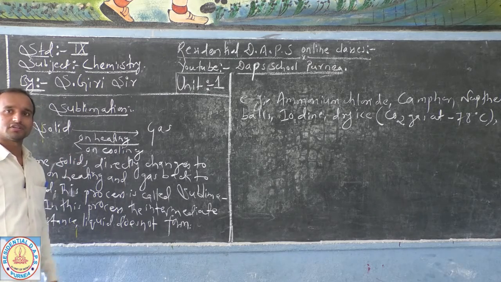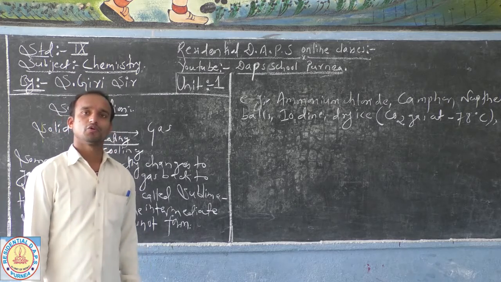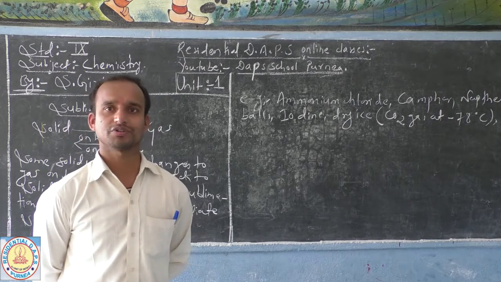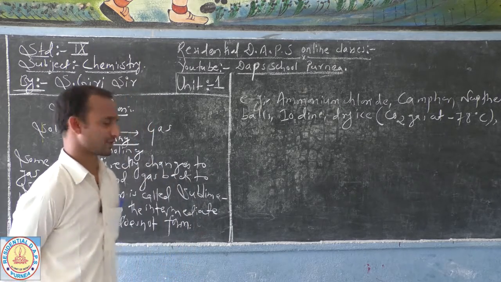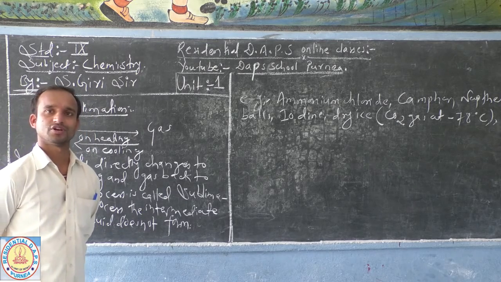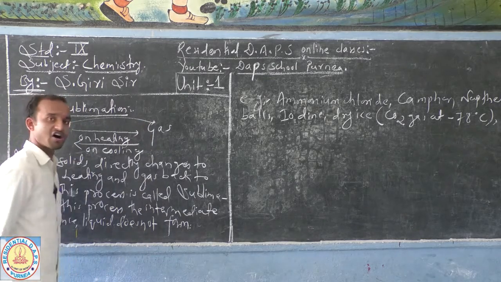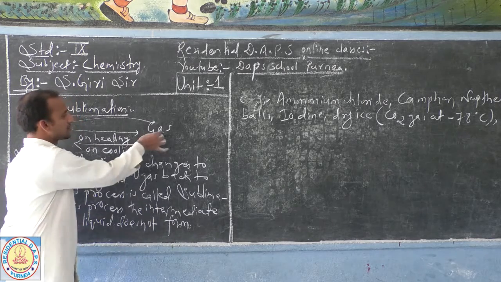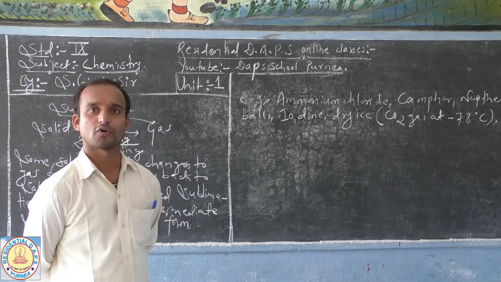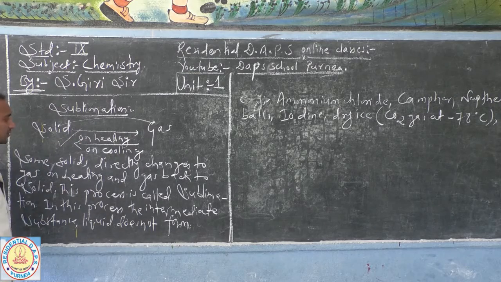Now dear student, here is the next topic, about sublimation. We have studied evaporation and condensation. Now it is time to discuss what you mean by sublimation. Sublimation is a physical process in which solids directly change into gas on heating and vice versa. Vice versa means gas changes back into solid form on cooling. This process is known as sublimation.